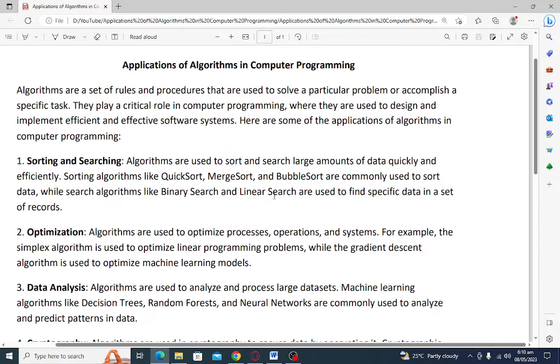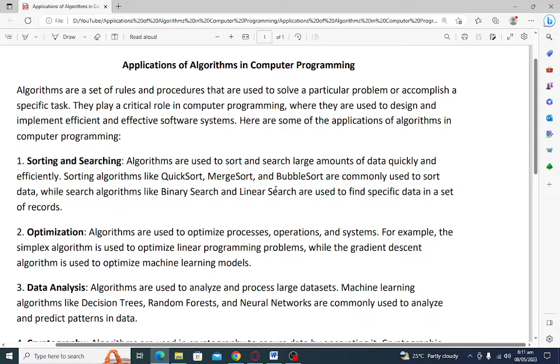So let's begin. Applications of algorithms in computer programming. Algorithms are a set of rules and procedures that are used to solve a particular problem or accomplish a specific task. They play a critical role in computer programming where they are used to design and implement efficient and effective software systems. Here are some of the applications of algorithms in computer programming.